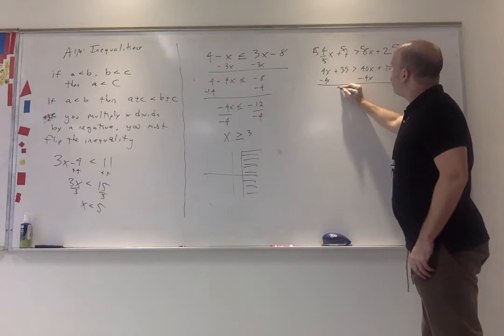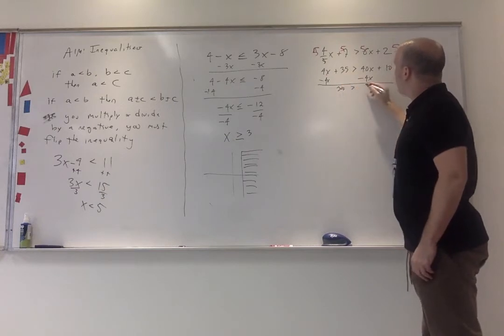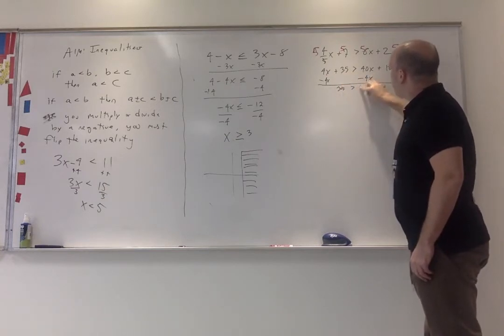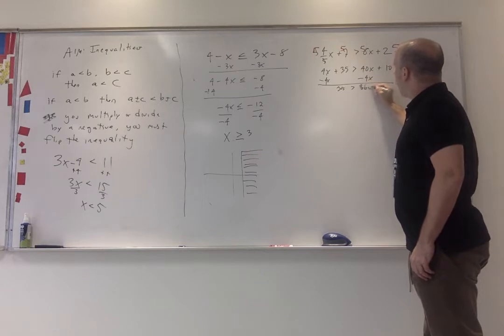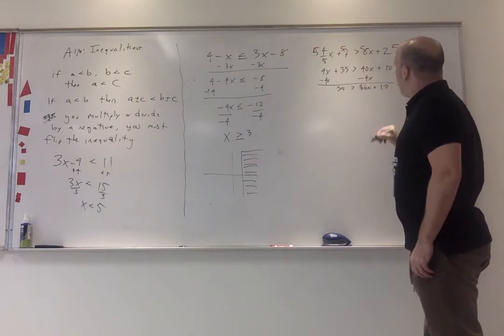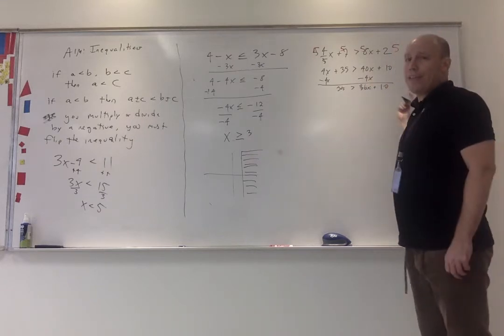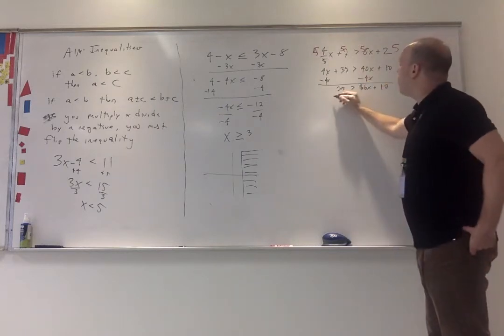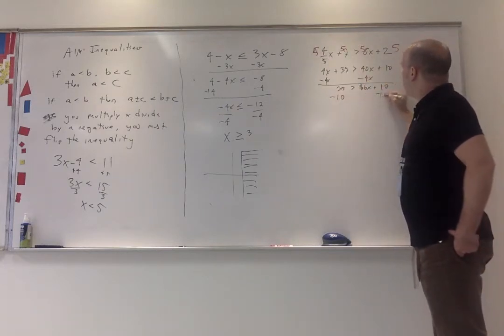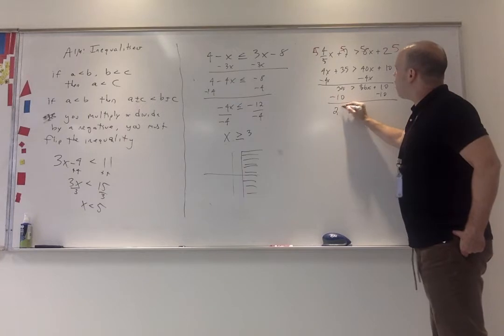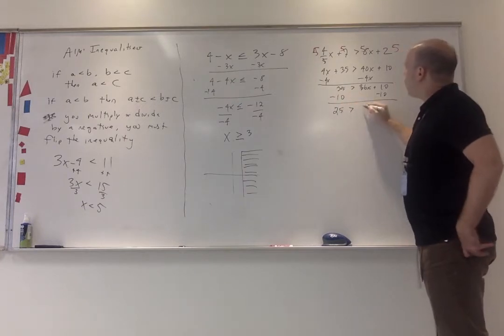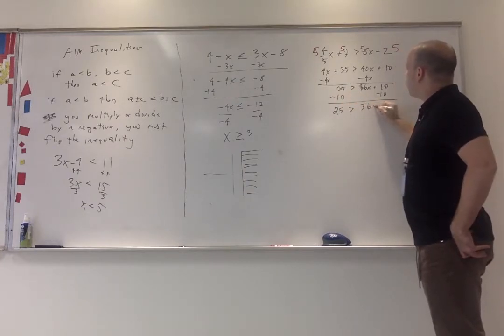So I have 35 is greater than 36x plus 10. And then what I'm going to do is bring the 10 over to the left, subtract 10 on both sides, and I have 25 is greater than 36x.